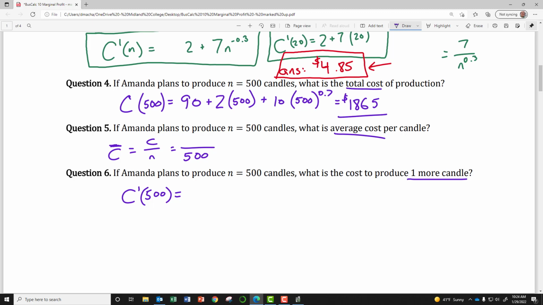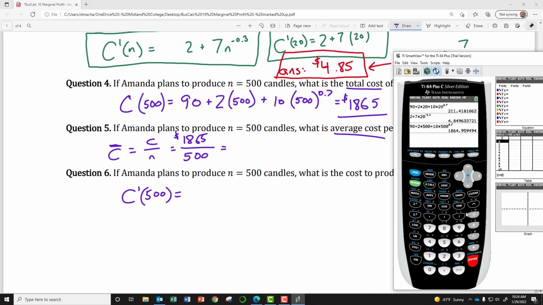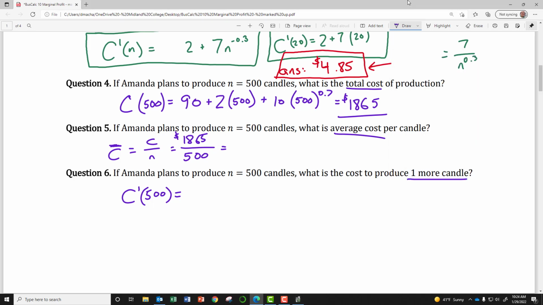And if I want to find the average cost, I just take that total cost and divide by the number of candles produced. Taking that number divided by 500 is going to give me $3.73. Yeah, so if I have a really large batch, the price per candle gets pretty small. $3.73 per candle doesn't sound that bad.